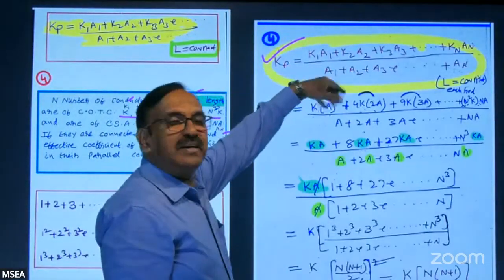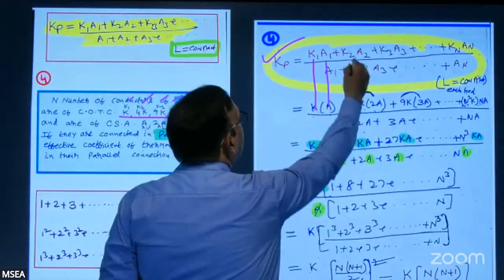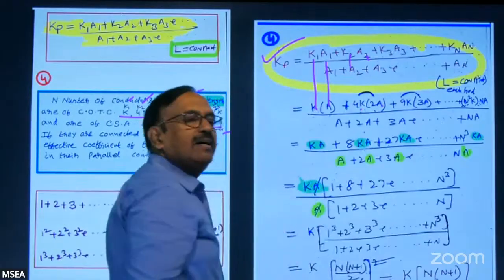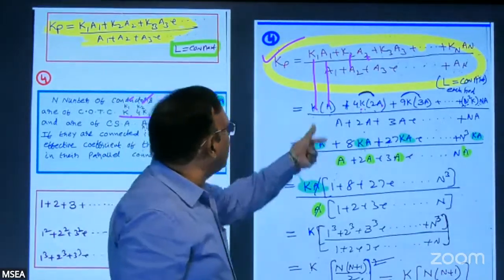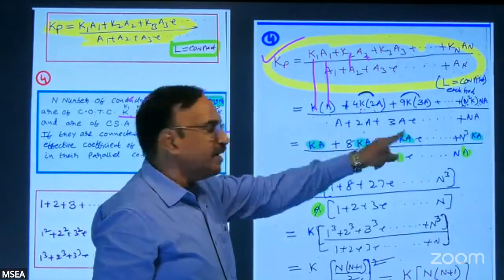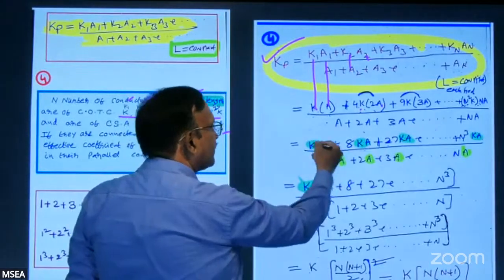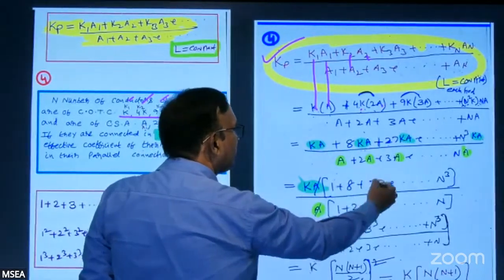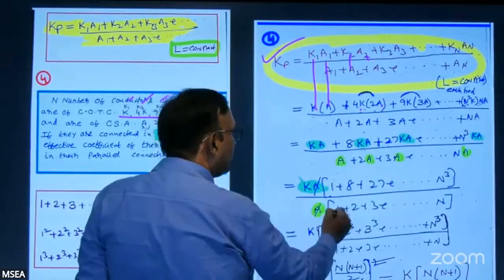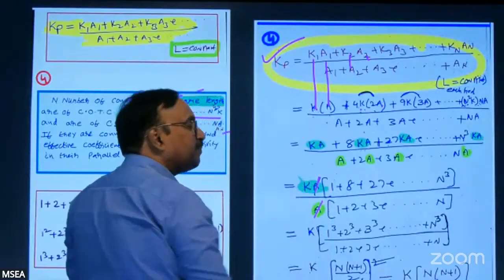Whatever K1, A1 are given, you just substitute. K1 is K, A1 is A. K2 is 4K, A2 is 2A, and so on. If you just multiply these terms, you write Ka plus 8Ka plus 27Ka up to n cube Ka. What is common? Ka is common, into 1 plus 8 plus 27 up to n cube. Here A is common, 1 plus 2 plus 3 up to n. So A gets cancelled, K will remain.